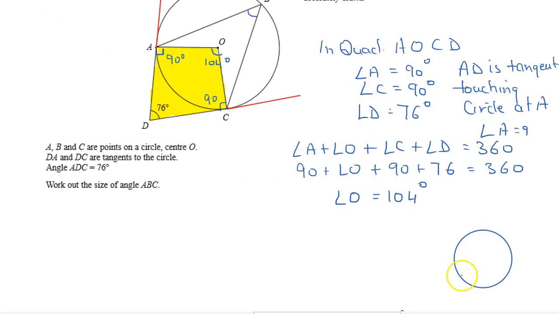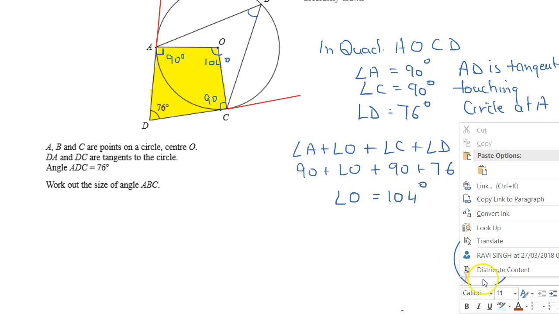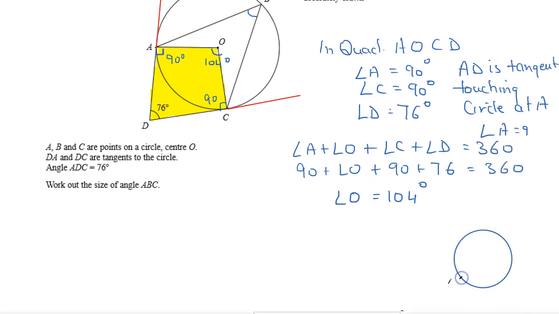Now in a circle, angles subtended by the same arc at the circle and at the center. This angle is at the center and this is at the circle. So at the center it is always double. If it is x, this angle is 2x. So the relation is, this is A.